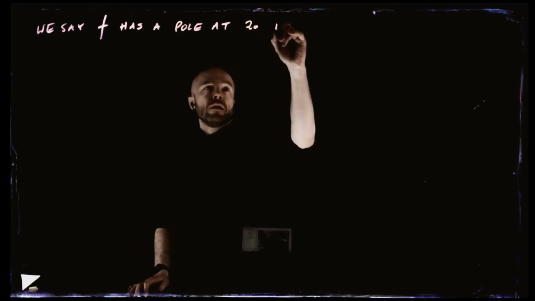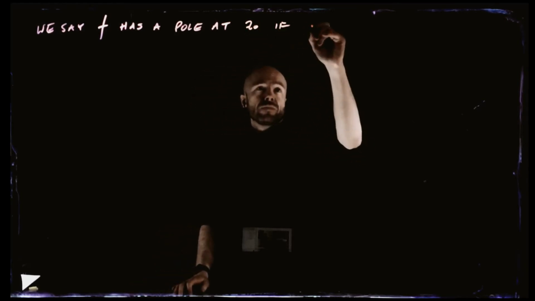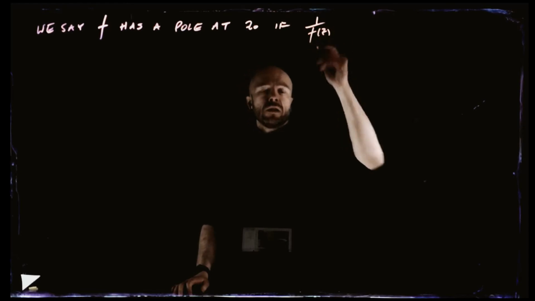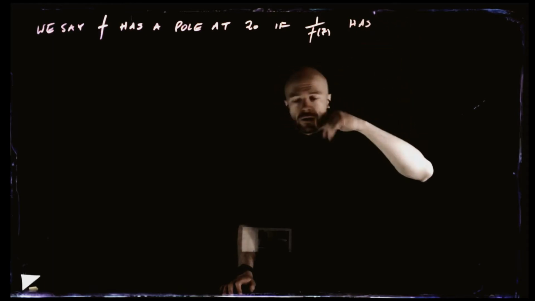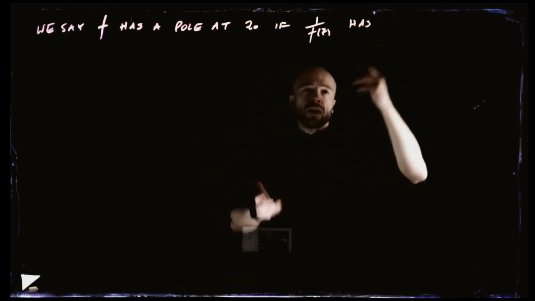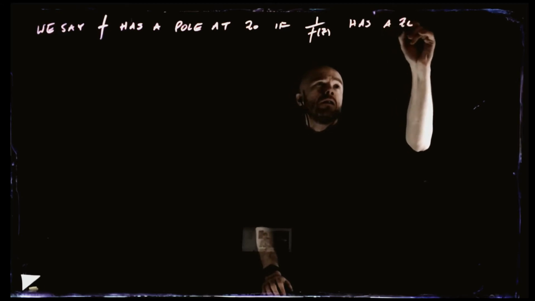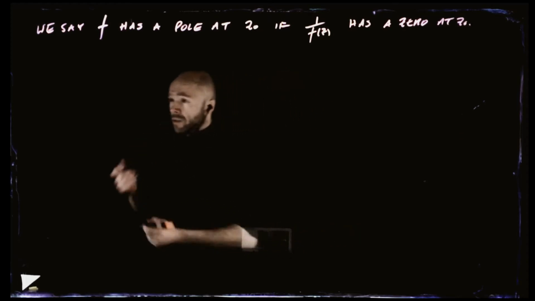More about singularities. So, what did we learn last time? We say f has a pole at z0 if 1 over f of z has an isolated 0 at z0. In fact, all zeros are isolated, so I'm not going to bother to say that anymore. So it has a zero at z0, yeah?